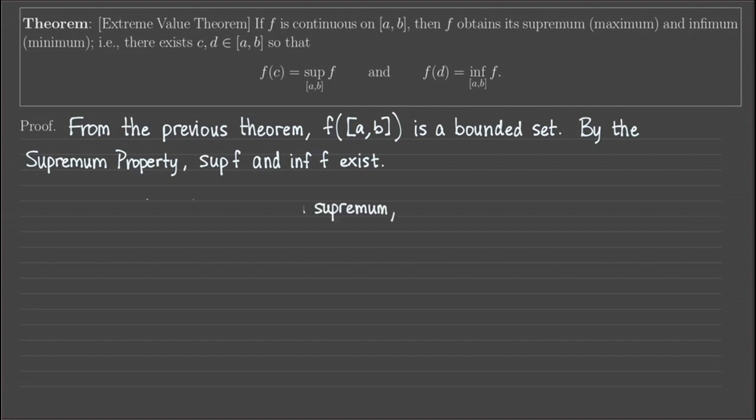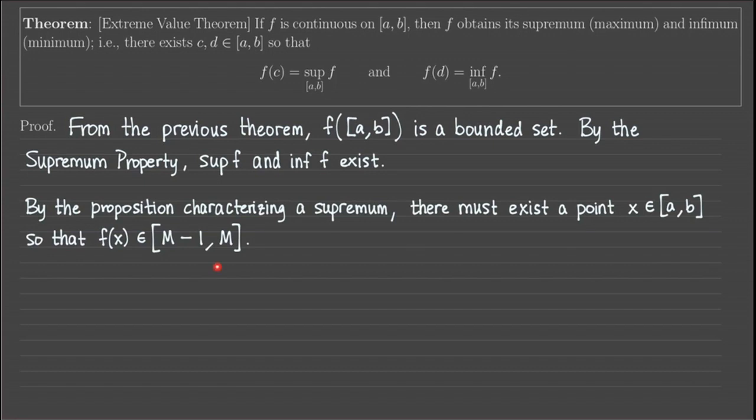Now we use that characterization for a supremum. If I just take the supremum value, let's call that supremum value m, and I take off 1, and I look at the closed bounded domain from m minus 1 through m, there has to be some point from our domain that lands inside of this interval, because if there weren't, m minus 1 would be a smaller upper bound for the set of outputs.